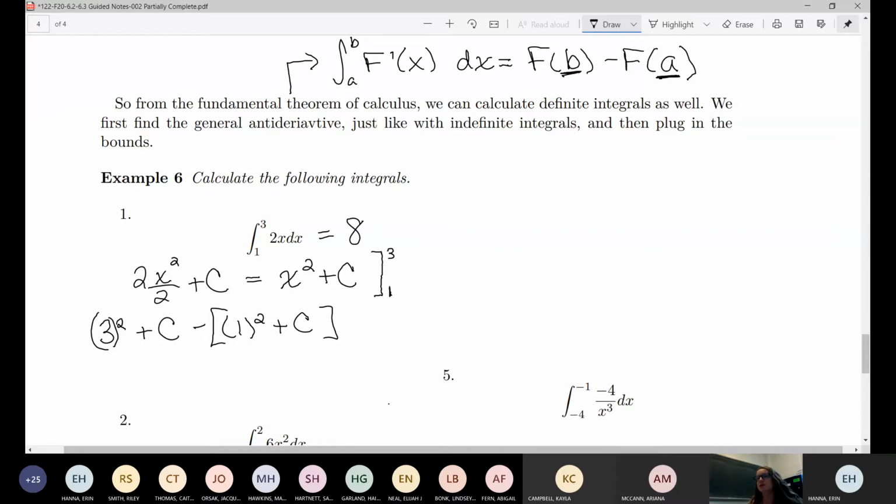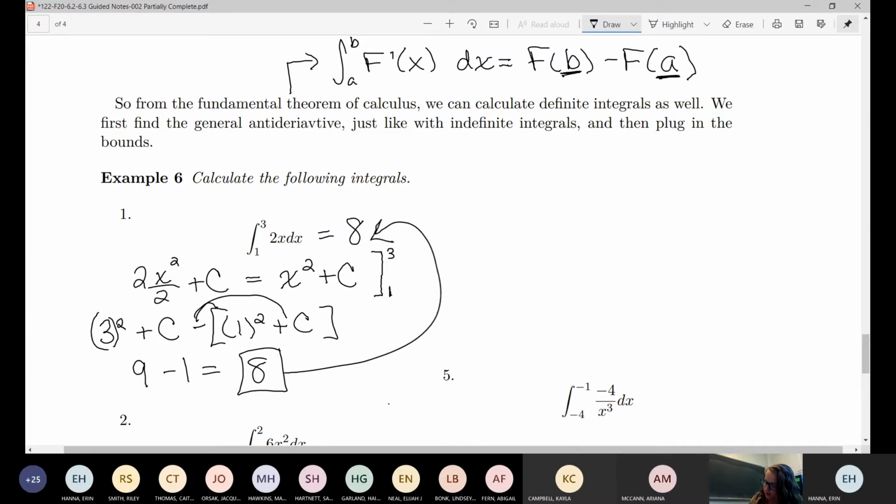Now we don't need to know what c is here, because every single time we do one of these, since we would have to distribute this negative, the c's cancel each other out all the time. So you're just going to result in a number. So we'll get 9 minus 1 is 8, which is exactly what we thought it should be.